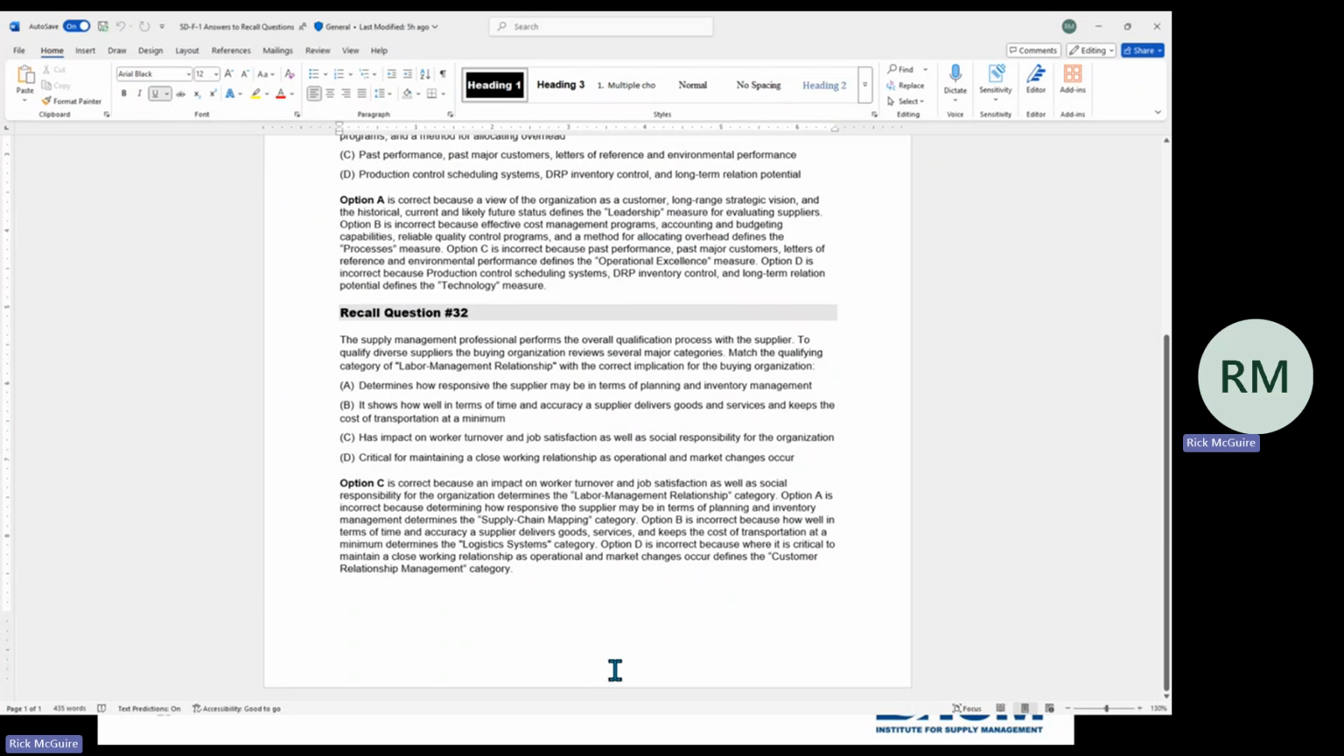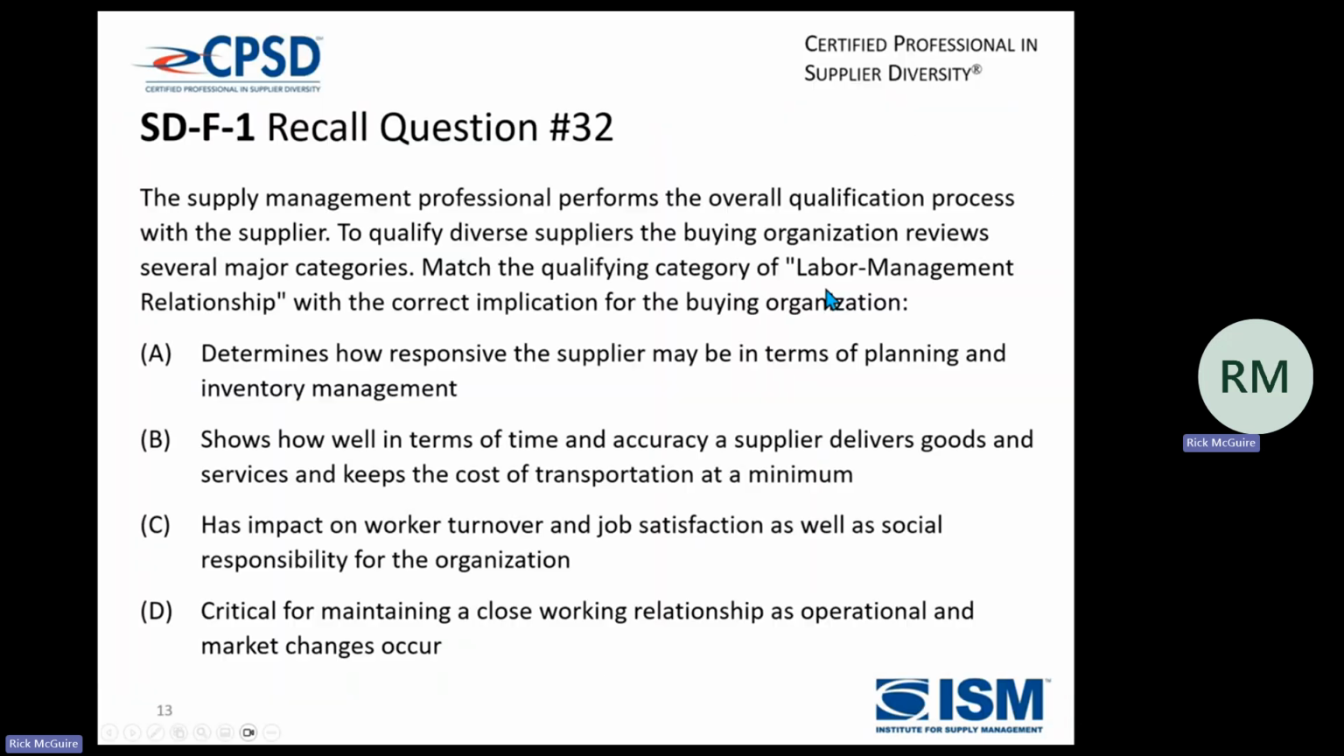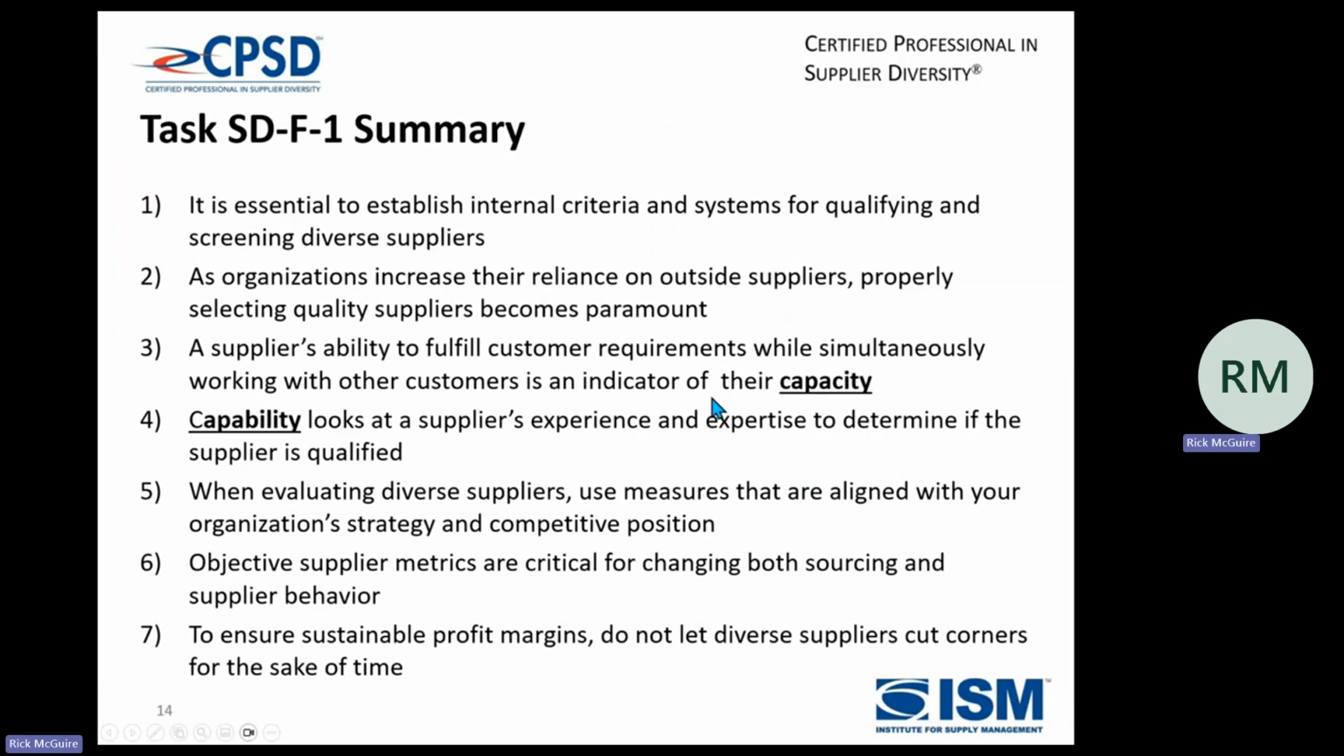All right, let's go out there and see what we got for questions. Oh no, we got to do our summary first. It's essential to establish internal criteria and systems for qualifying and screening diverse suppliers. As an organization increases their reliance on outside suppliers, properly selecting quality suppliers becomes paramount. And a supplier's ability to fulfill customer requirements while simultaneously working with other customers is an indicator of their capacity. Capability, on the other hand, looks at the supplier's experience and expertise to determine if the supplier is qualified.